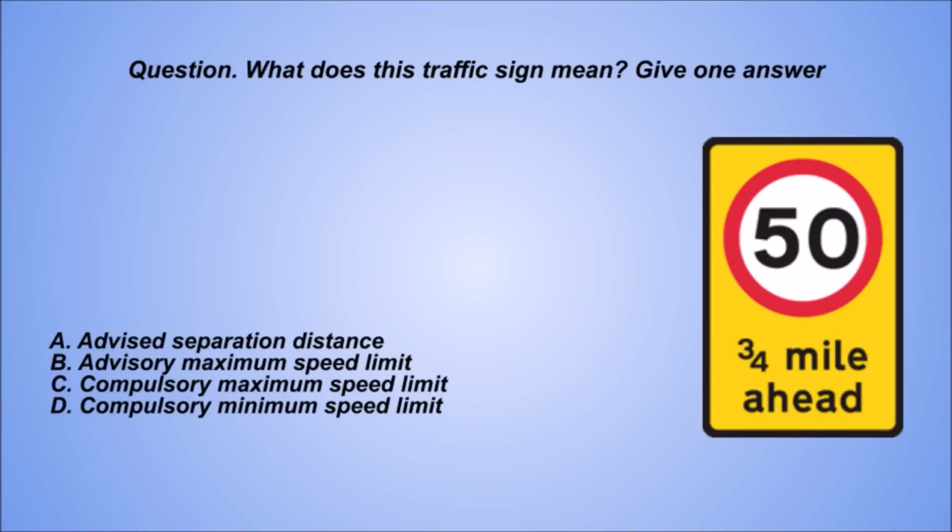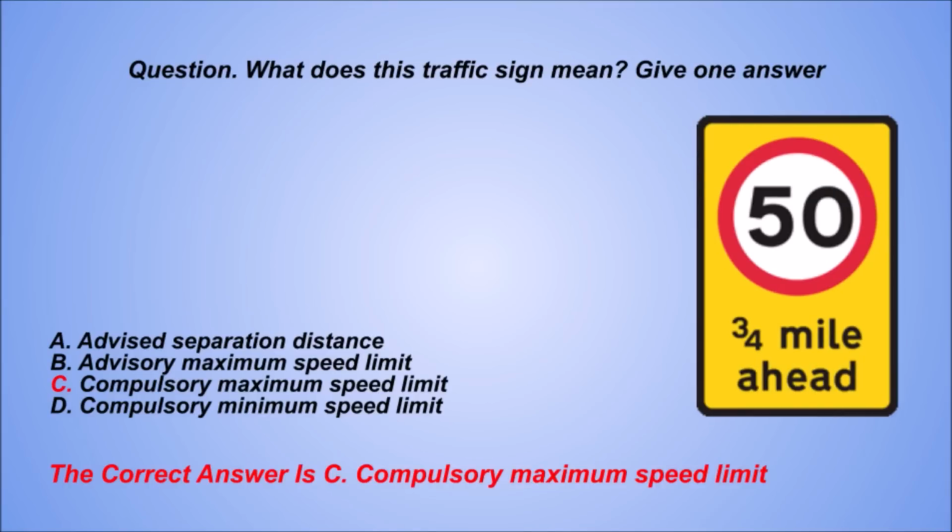Question: what does this traffic sign mean? Give one answer. A. Advised separation distance. B. Advisory maximum speed limit. C. Compulsory maximum speed limit. D. Compulsory minimum speed limit. The correct answer is C.